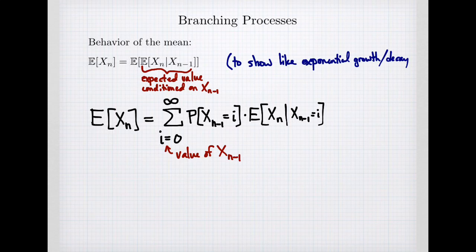So what is x sub n? Well, it's the sum of the y's. So let's review that really quick. The expected value of x sub n conditioned on x sub n minus 1 equals i.